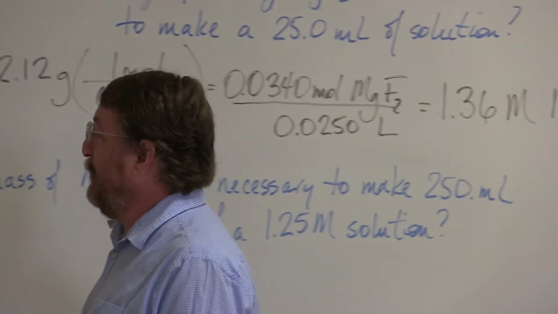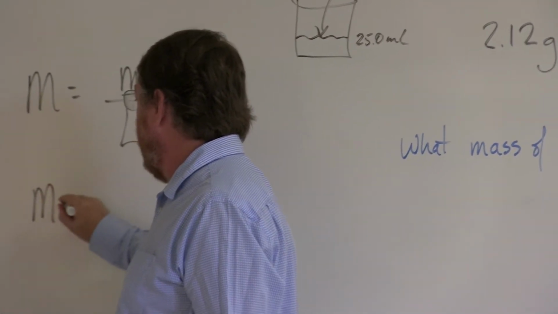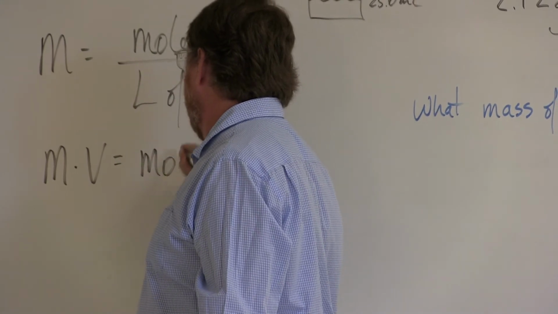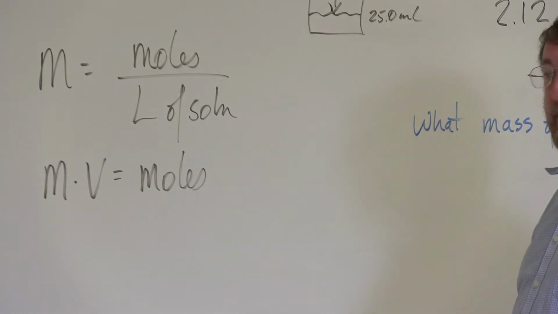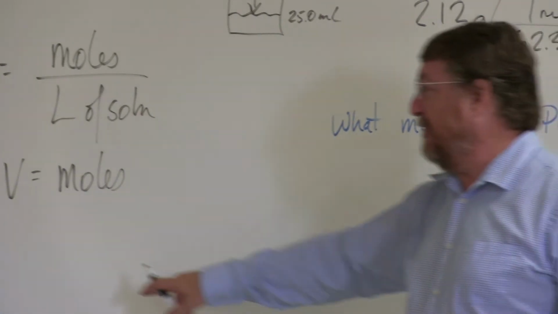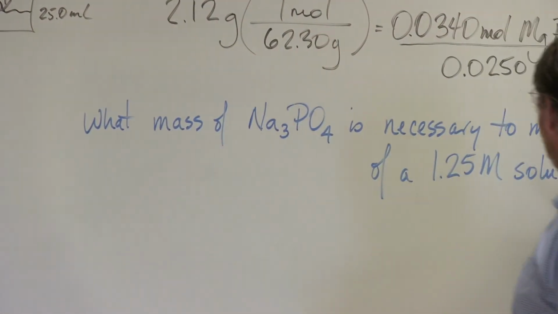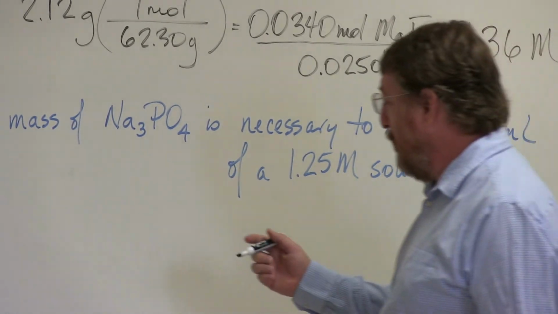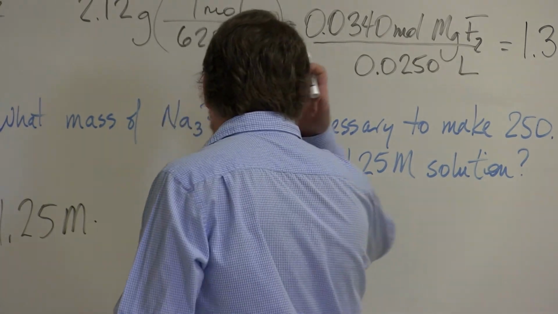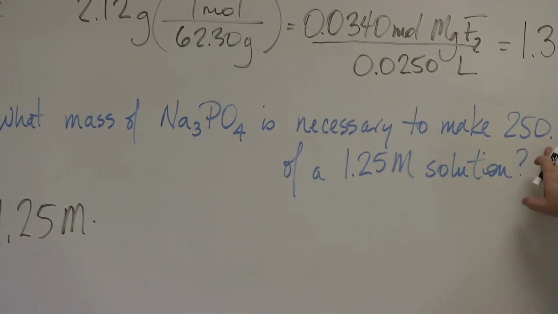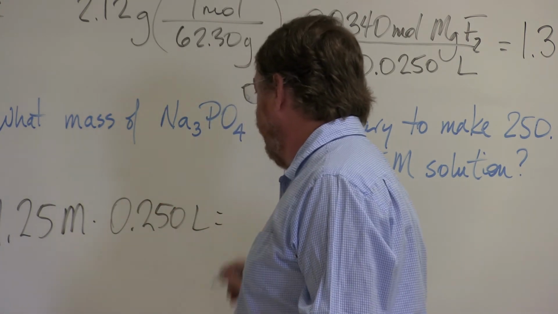Molarity equals moles divided by liters. So we can bring this over, and molarity times volume equals moles. That's a good way to remember it because a lot of times we're extracting the moles from the molarity volume combination. So molarity times volume, if the volume is in liters, equals moles. Okay, so let's take our numbers here. We've got 250 milliliters, 1.25 molar. So 1.25 molar times, and I need to take the 250 milliliters and convert it into liters. So that's going to be 0.250 liters.